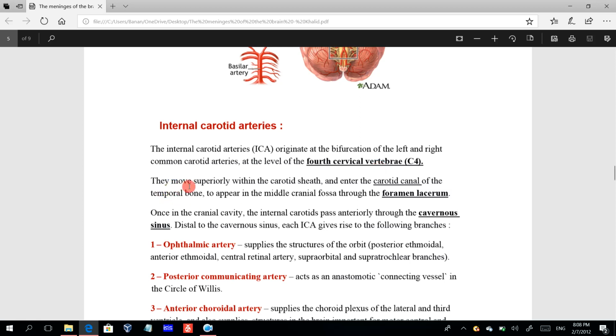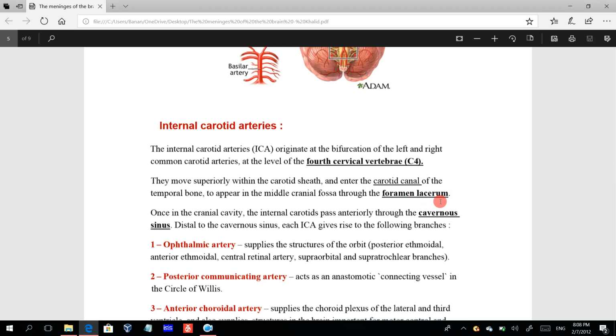The two internal carotid arteries move superiorly within the carotid sheath and enter the carotid canal of the temporal bone to appear in the middle cranial fossa at the foramen lacerum. Here, pay attention.